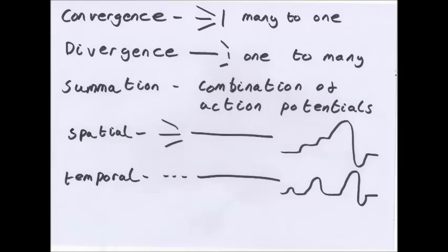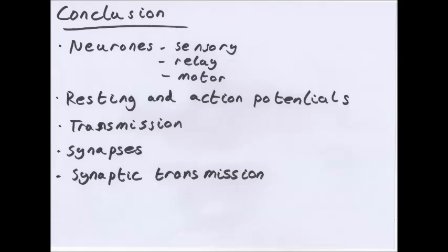So, conclusion. You have neurons, these transmit action potentials. You have sensory neurons, which go from receptor cells to the central nervous system, motor neurons, which go from the central nervous system to effector cells, and relay neurons, which go between sensory and motor. You have resting potentials, which is when a neuron is at rest. It's about -60 millivolts. You have an action potential, which is when it gets excited, at +40 millivolts.